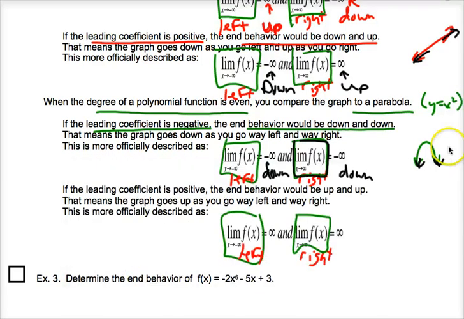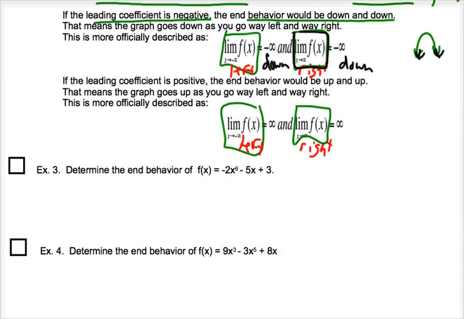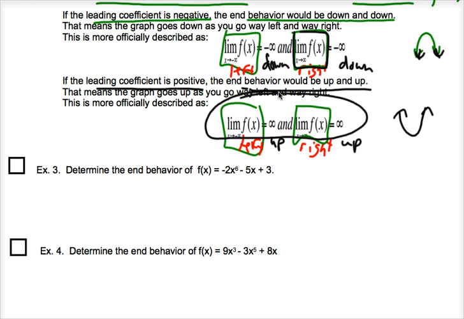My last one would be where I have a lead coefficient that's positive. End behavior is up and up. So here I've got an even degree with a positive lead coefficient. It's like a parabola that goes up. So it would be left up, right up. But the good mathematical way, the proper way to write it would be like that.